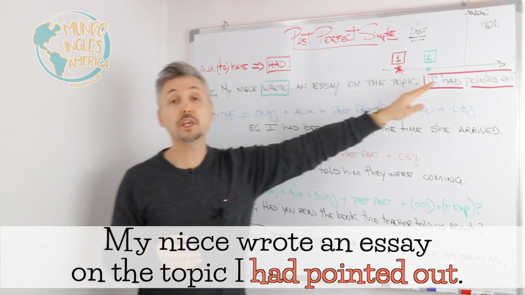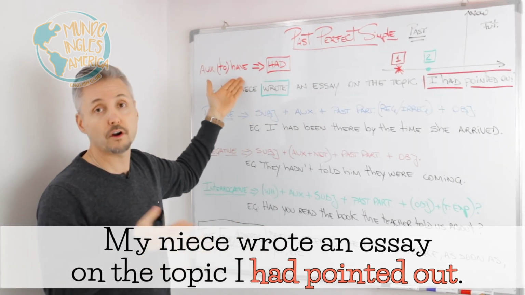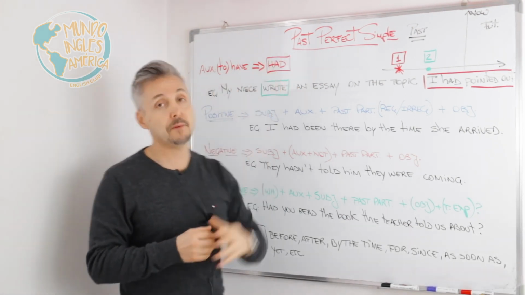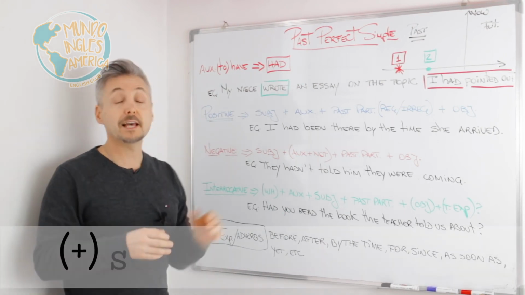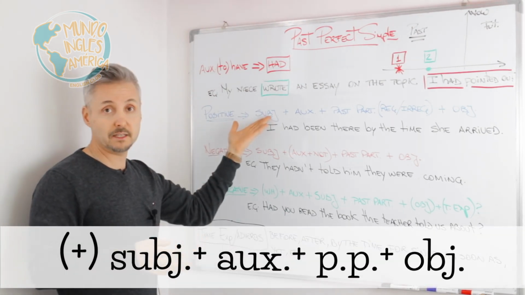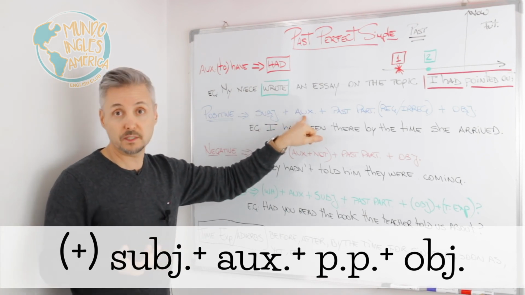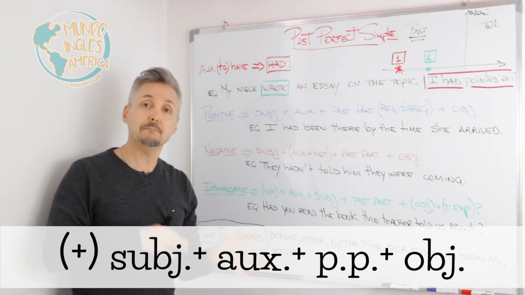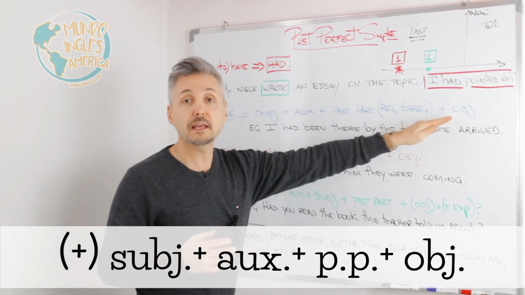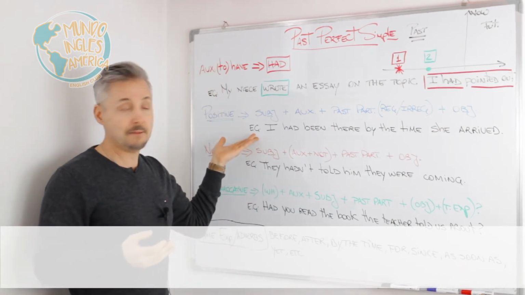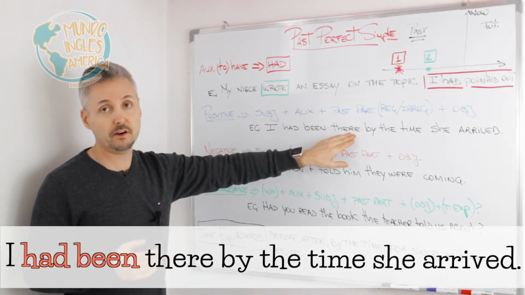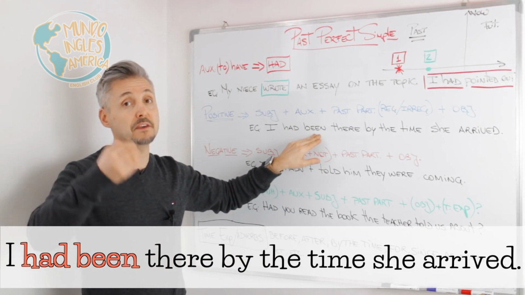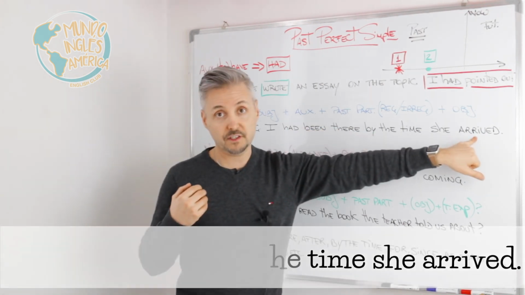So as you can see, we use the had, or the verb to have in the past, as an auxiliary for the past perfect simple. And for a positive sentence, we need the subject, obviously. Then we need the auxiliary, had, I said. Then we need the past participle. Then it can be regular or irregular. And then the object. So, the example: I had been there by the time she arrived. I had been there, this is before she arrived.